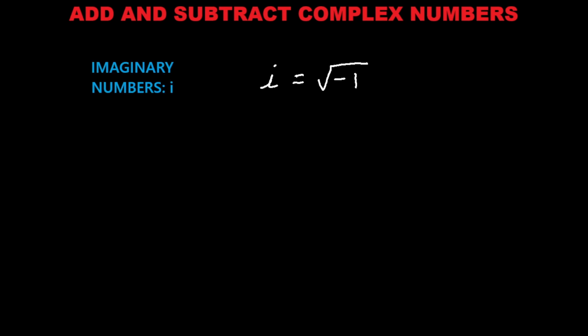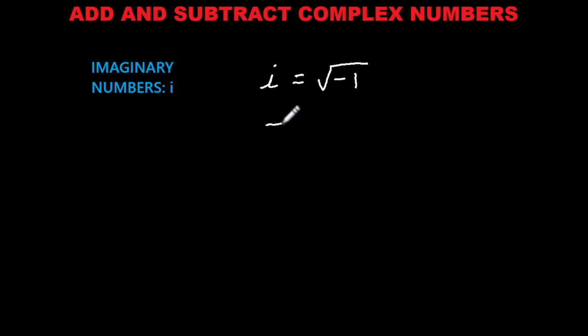If you're not familiar with imaginary numbers, I've linked a video at the end of this one defining the number i. I'll just do a brief review of it. The imaginary number i is defined as the square root of -1.